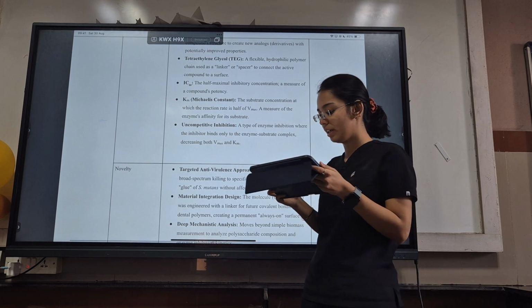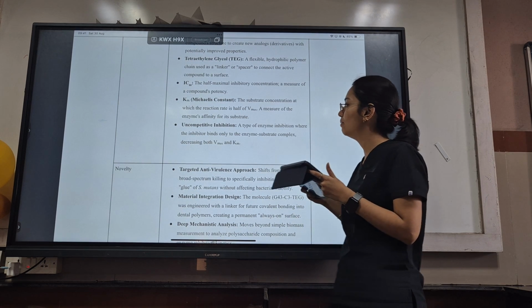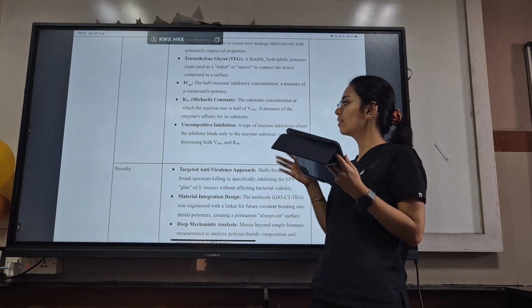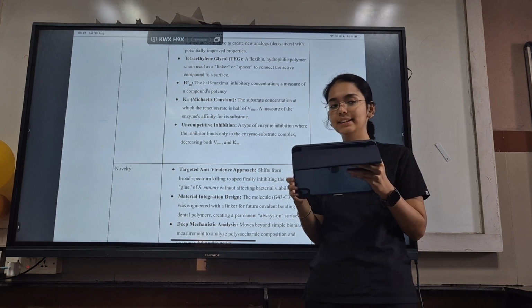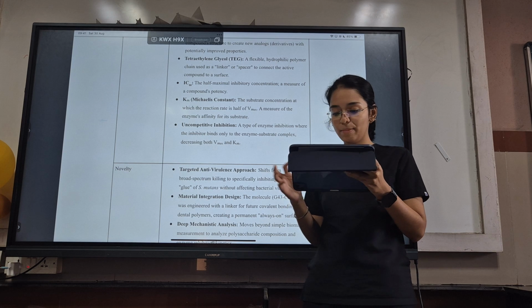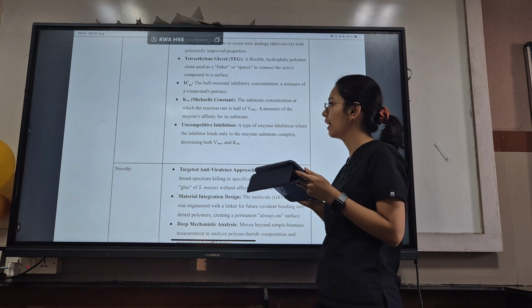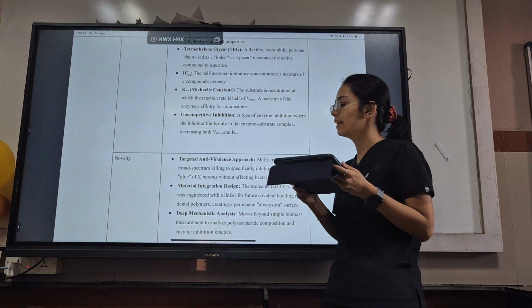And we have uncompetitive inhibition, which is a type of enzyme inhibition where the inhibitor binds only to the enzyme-substrate complex, decreasing both the Vmax and the Km. Km is the Michaelis constant.